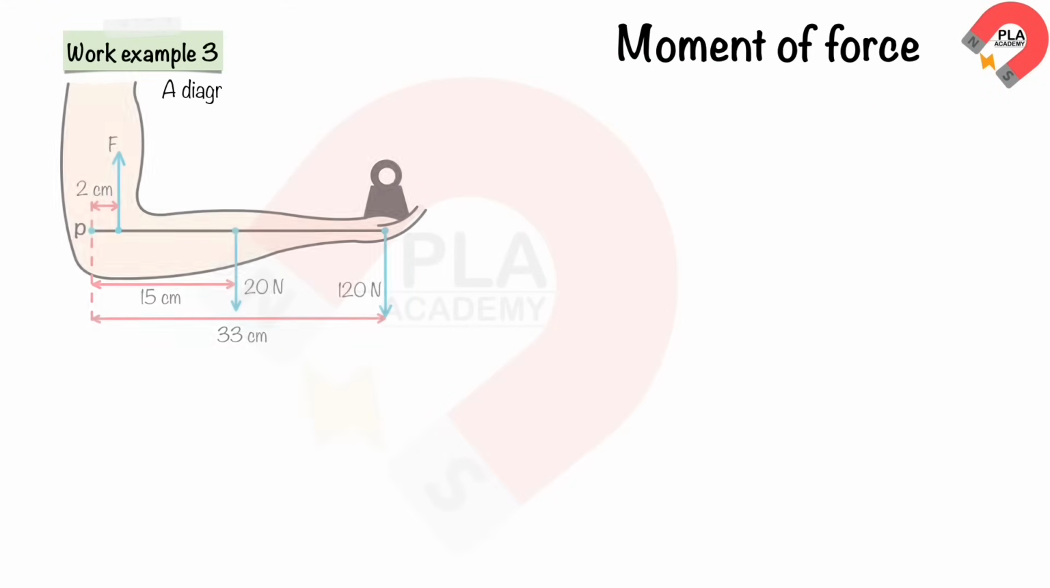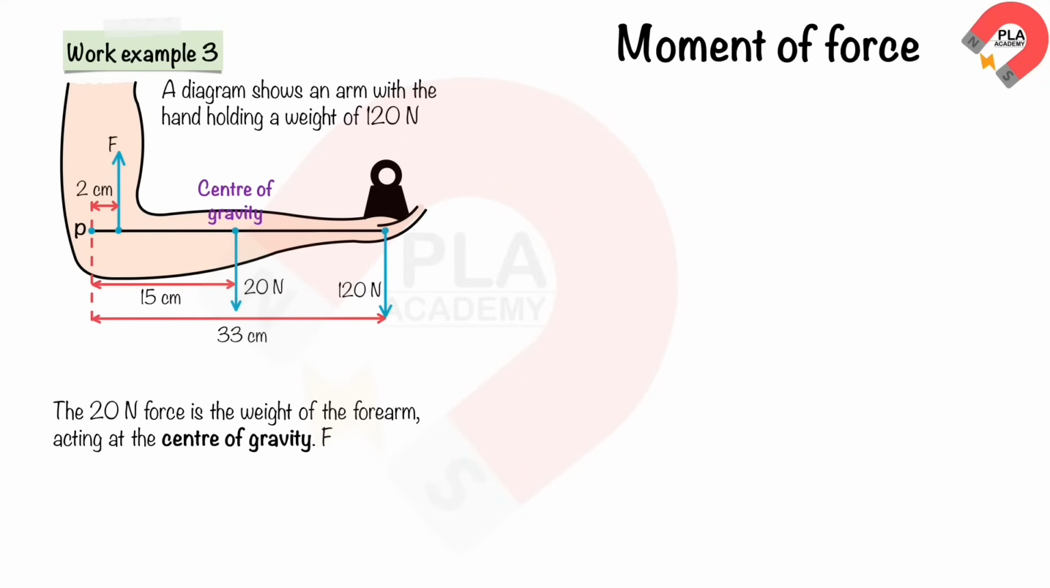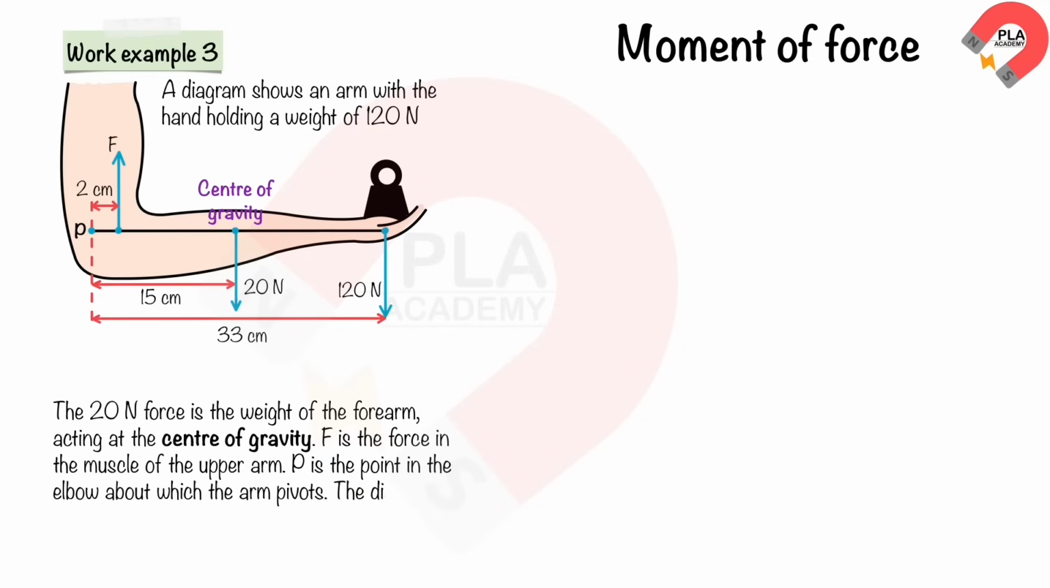A diagram shows an arm with the hand holding a weight of 120 newtons. The 20 newtons force is the weight of the forearm, acting at the center of gravity. F is the force in the muscle of the upper arm. P is the point in the elbow about which the arm pivots. The distances of the forces from point P are shown.